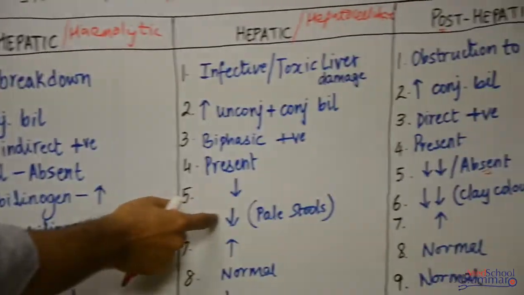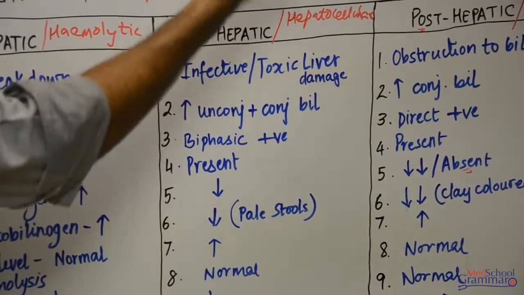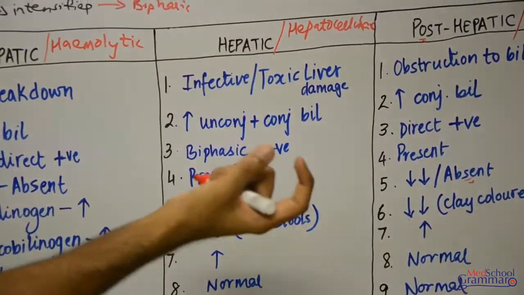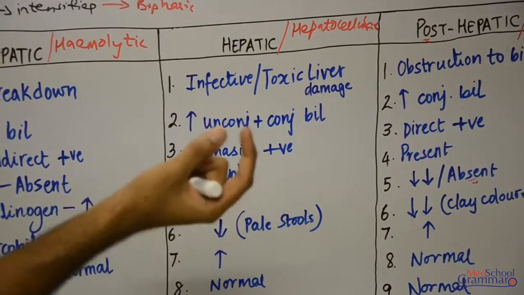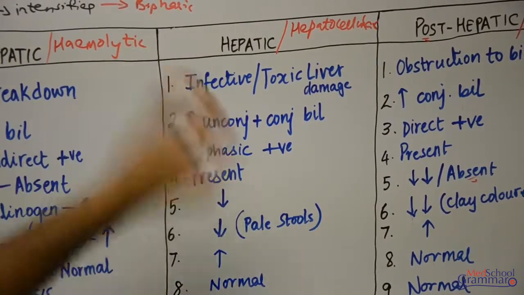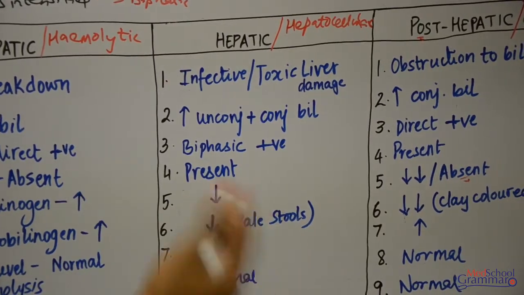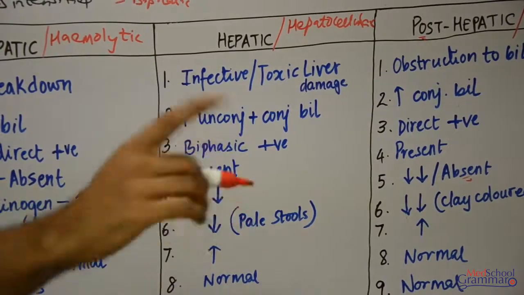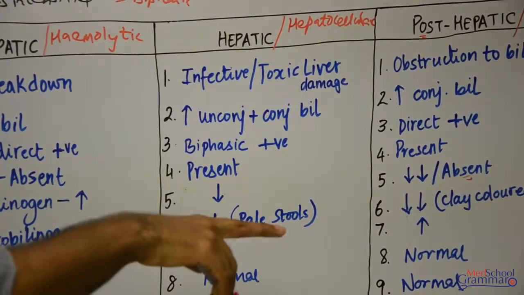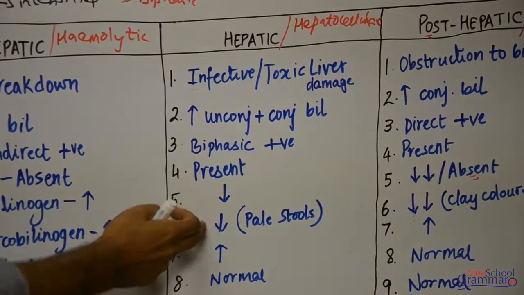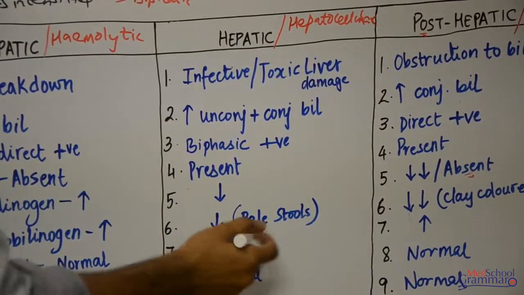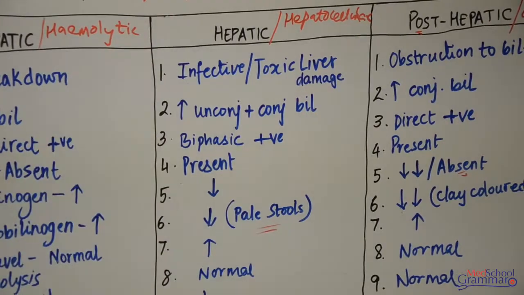Even if we see here, there is problem with the machinery, problem with the conjugation center, but some of the hepatocytes are still normal and functional. So some amount of stercobilinogen will be formed and will be excreted in the feces. Now, as we all know, stercobilinogen is converted to stercobilin, which gives color to the feces. Here the amount of stercobilin is reduced, therefore there will be pale colored stools.